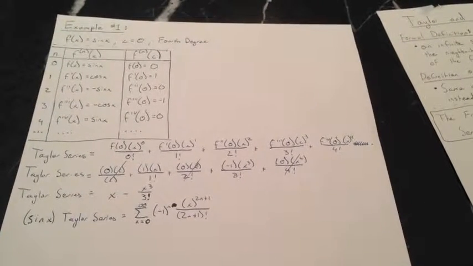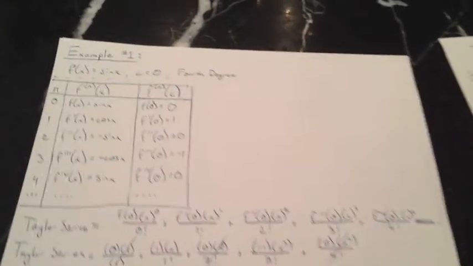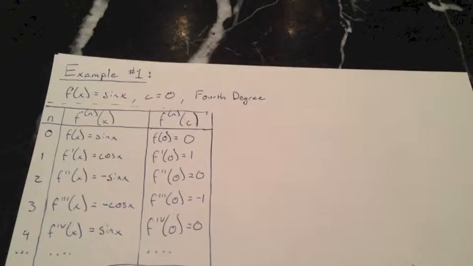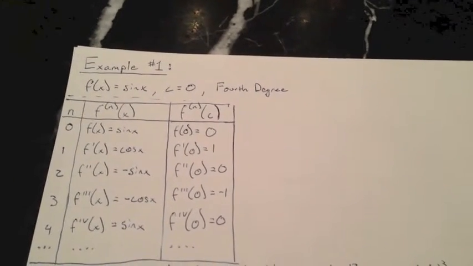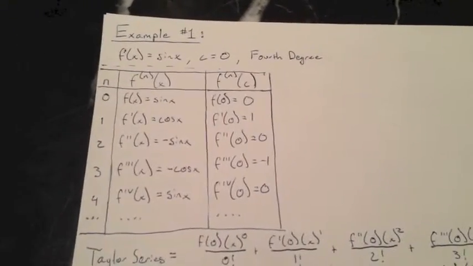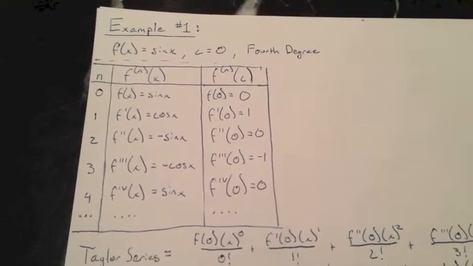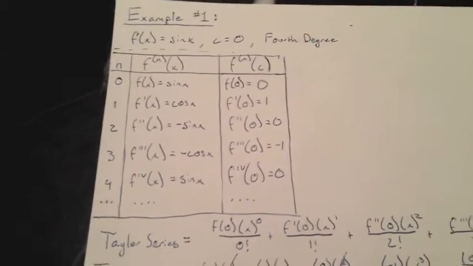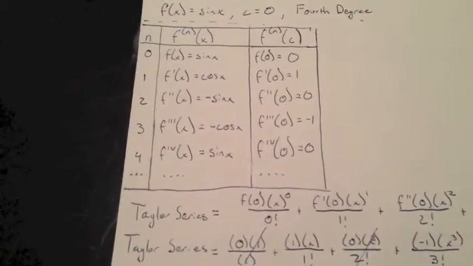Okay, this is example number 1 of the Taylor and Maclaurin series. The function we have is sine of x, and c equals 0, and it's to the 4th degree. And now we can tell this is a Maclaurin series instead of a Taylor series because c equals 0. In order to find the Maclaurin series, we have to find the 4th derivative of f of x. So f of x equals sine of x, and the first derivative equals cosine x, second derivative is negative sine x, third derivative is negative cosine x, and fourth derivative is sine x.